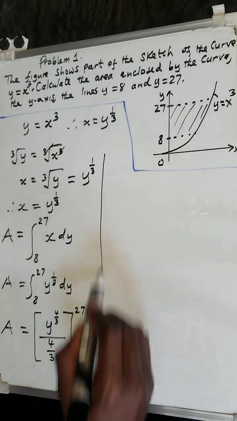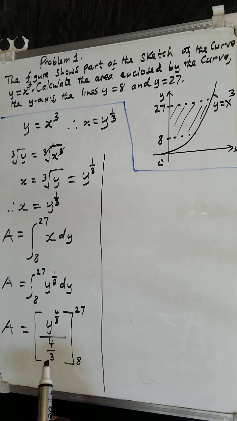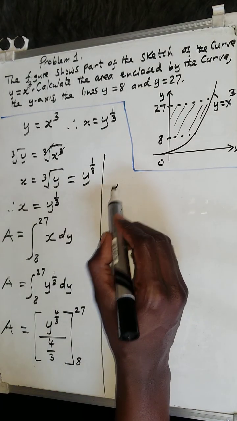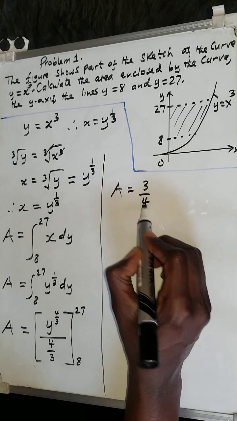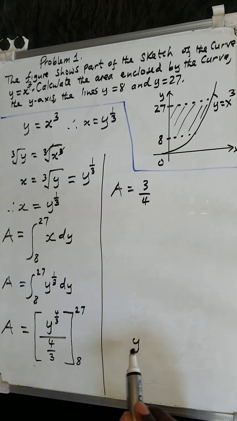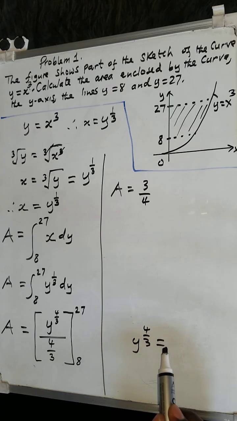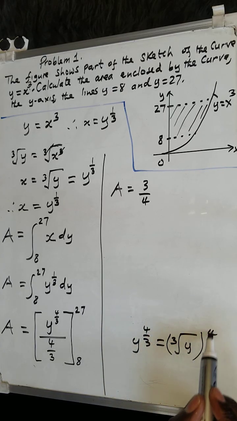Now, if you notice there, what I can do is that, divided by 4/3, this is the same as me writing it as 3/4. So I can just simplify that. If you divide, it will just flip, so it will be 3/4. Then if you notice, y to the 4/3 is going to become the cube root of y, whatever we have raised to the power 4.